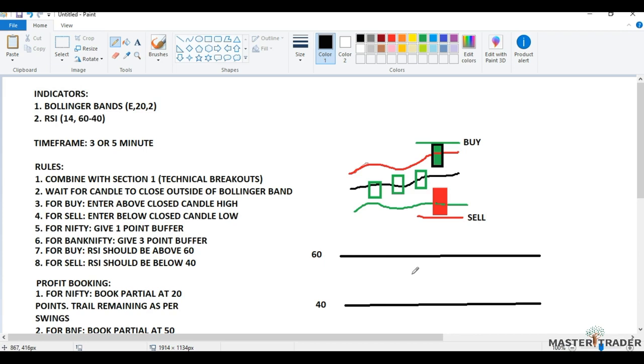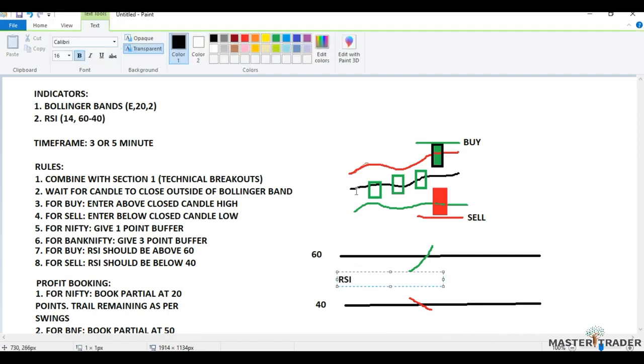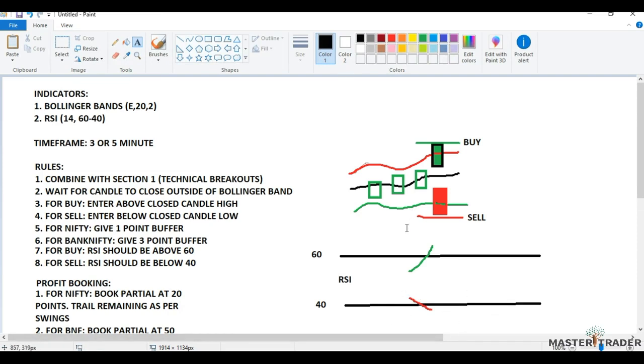Now, if we're getting a buy setup, I want the RSI to be above 60, like this. RSI should be at 60 or slightly above 60 for a buy setup. For a sell setup, I want RSI to be at 40 or below 40, like this. This is my confirmation, this is giving me that confirmation to my trade. So please keep this in mind when you're going to take a trade. All of these things should match, and then we can take a buy.